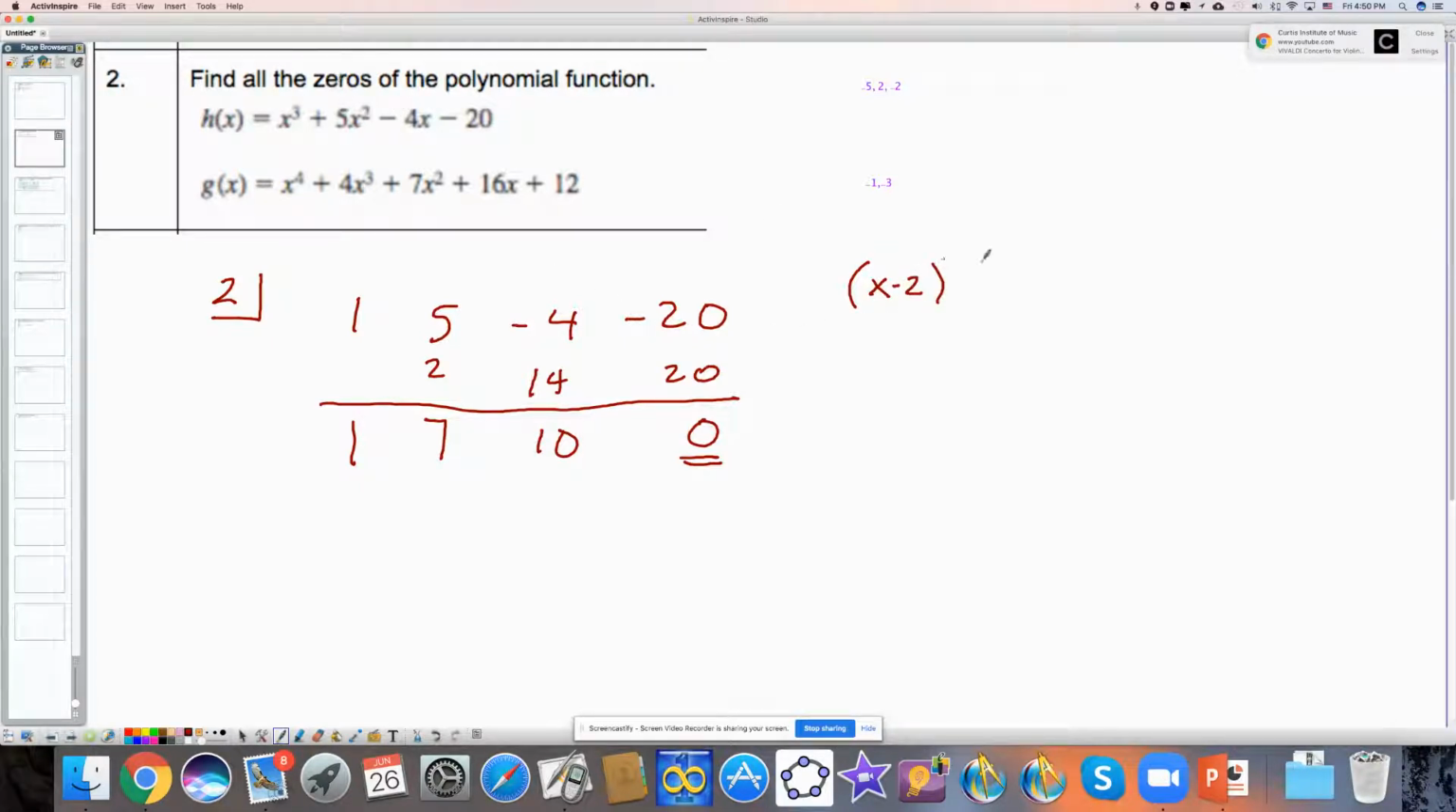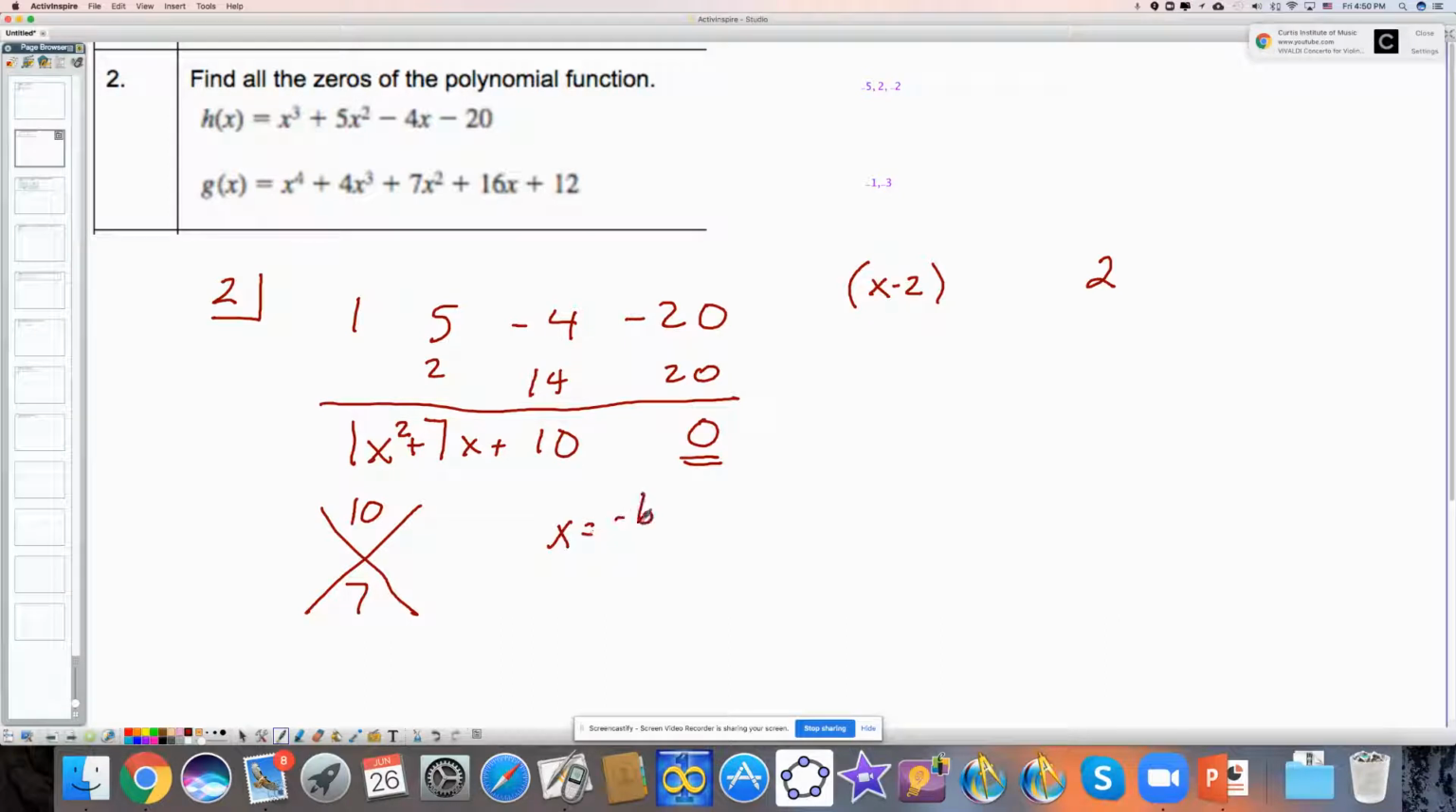And it wants to find the zeros, so one zero is 2. This leaves me with the quotient x squared plus 7x plus 10 with remainder 0. And this one I can factor. I can factor it by finding two numbers that multiply to give me 10 and add to give me 7. And I don't know what those are. So I would use the quadratic formula.